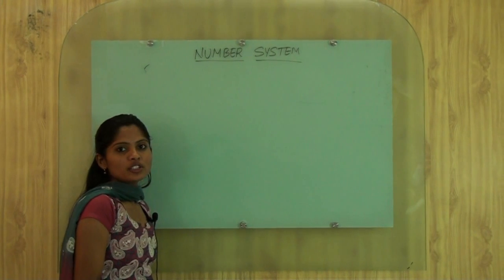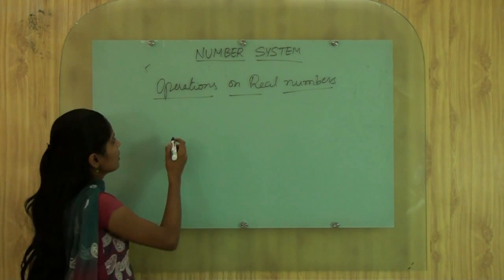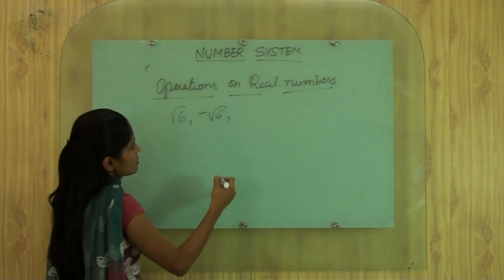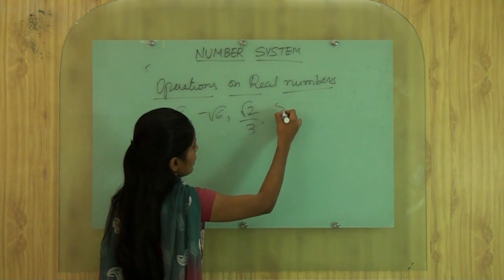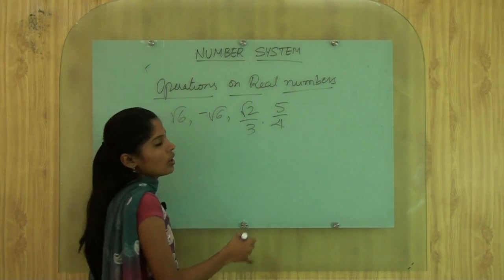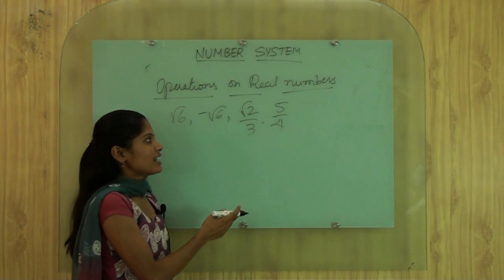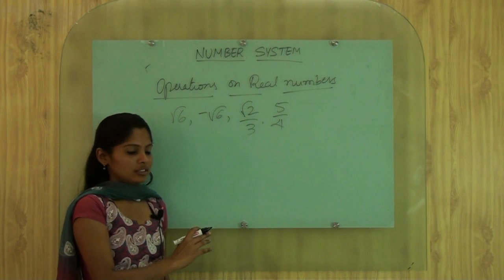Next is operations on real numbers. Suppose you have real numbers like root 6 minus root 6, root 2 by 3, 5 by 4, all these are real numbers. It may be rational, irrational or a whole number. Everything comes under real numbers.